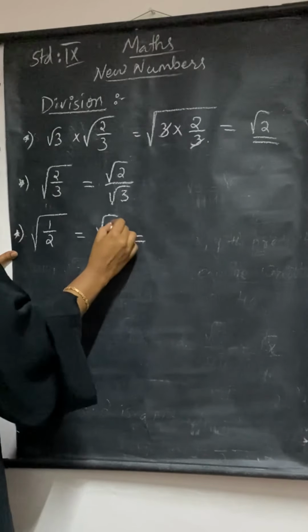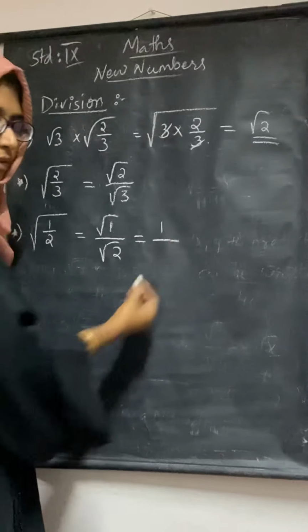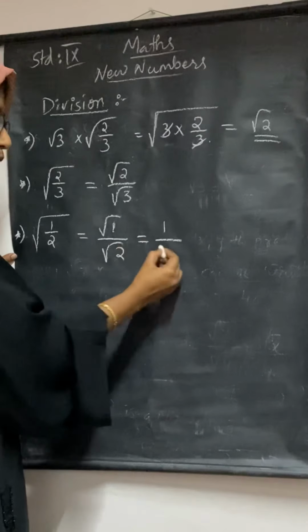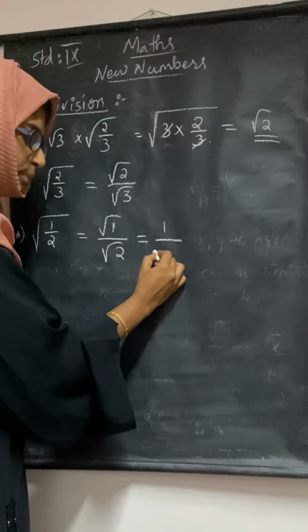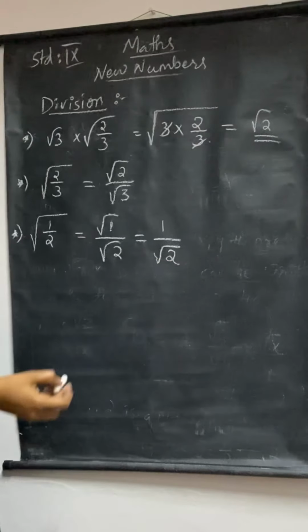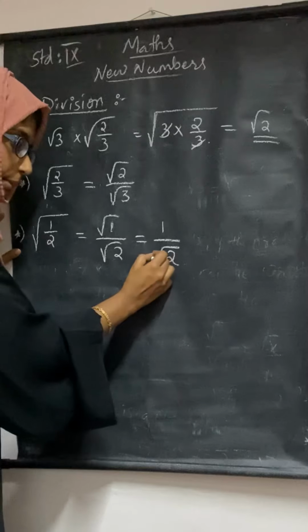Now, square root of 1, what is the answer? Square root of 1 means it is 1. 1 ones are 1, no? So that's why square root of 1 is 1. Square root of 2, there is no exact value. The approximate value you studied is 1.41. So I am not writing that here. Square root of 2 only I am writing.